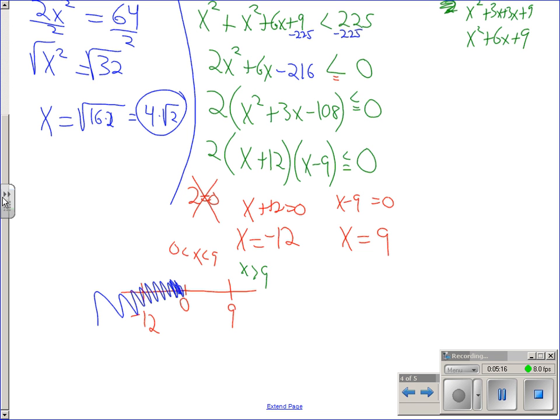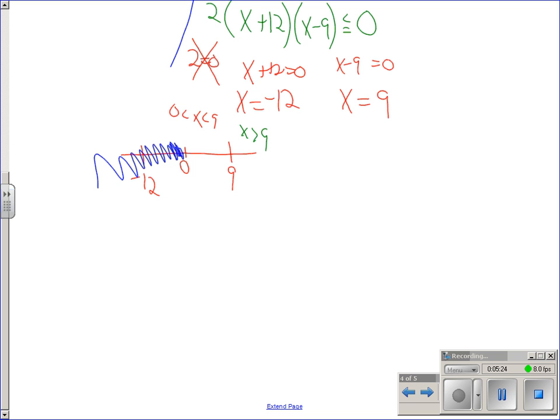Any x value that's in between these two numbers satisfies that inequality. It makes it a true statement. So what we're going to do is test some numbers. All right, pick a number between 0 and 9. It does not matter which one. So I'm going to pick 1, just because it's a nice clean number.